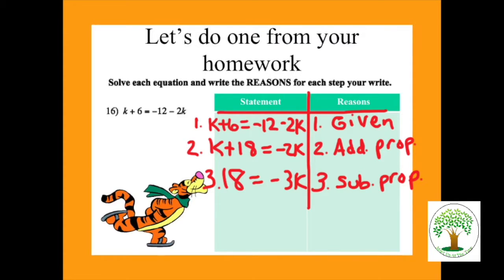Now, are we done? Have we solved this equation? No. We need to do what for this equation? Divide. Divide by the 3. Do negative 3, by the way. Negative 3 divided on both sides, the last step will become K equals negative 6. What property did we use for that? Division. Very good, division. So we can do the same thing, div. prop.